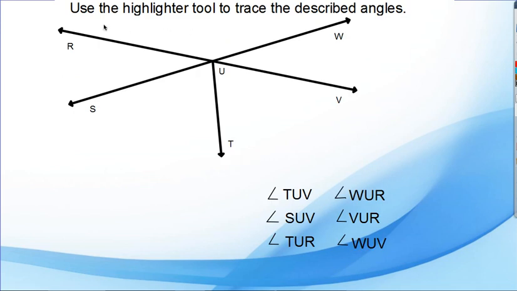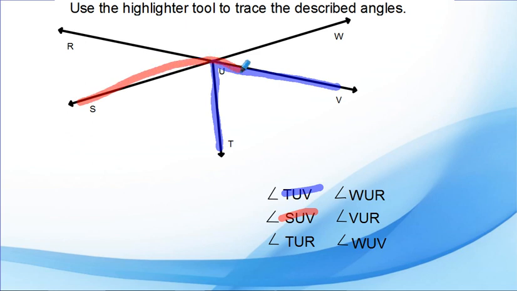Alright, so it says use the highlighter tool to trace the described angle. So we just talked about that. So we have TUV. Again, we'll start at T, go to U, go to V. Switch colors here. Oh, here we'll highlight TUV so we can see that. Alright, we'll go SUV. So SUV talks about that one. We'll talk about TUR. So TU and then R. So it's talking about that angle.